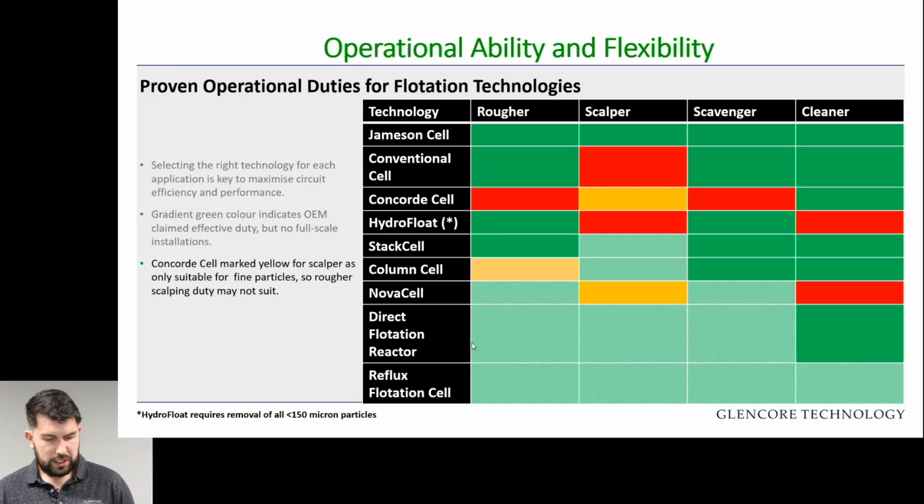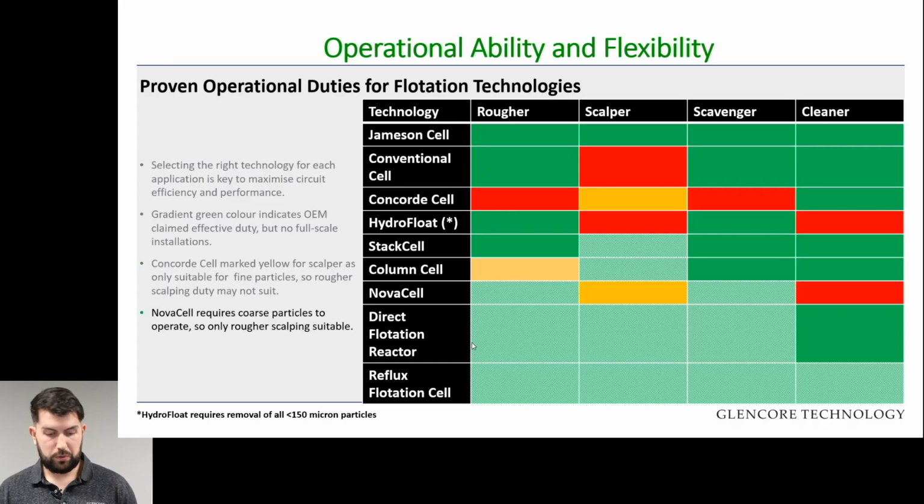Now, a couple of notes. We did mark the Concorde cell yellow for scalping because it's only suitable for very fine particles, so rougher scalping duty likely won't suit. The NovaCell requires coarse particles to operate, so only rougher scalping would be suitable, and that's why it was yellow. The column cell was also marked yellow for roughing because it's known that column cells may struggle with coarser particles.